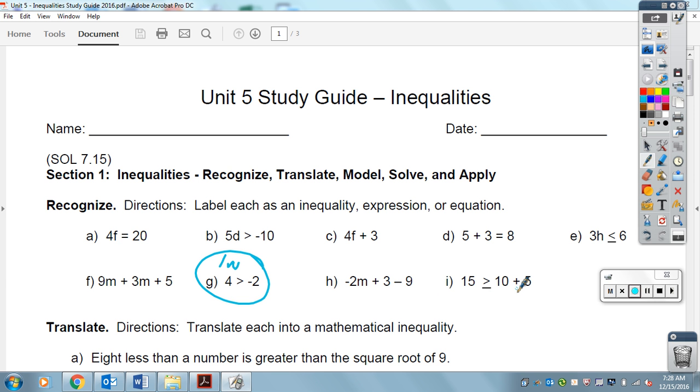Expression and inequality. So you need to know how to label them. You will see questions labeling which ones are which. You will see questions like that on your test coming up shortly.